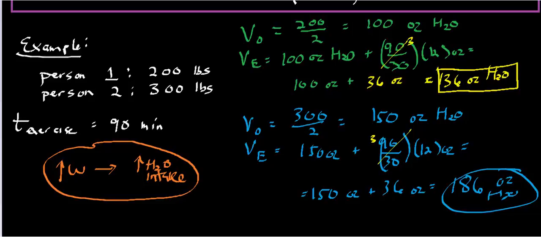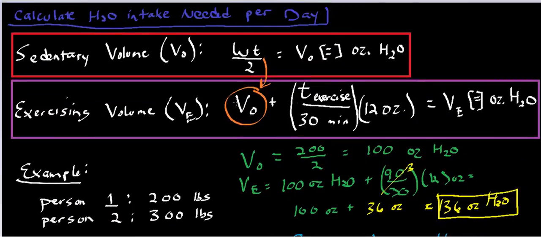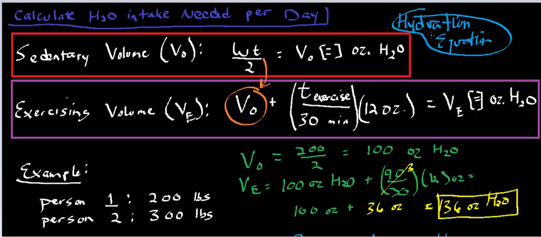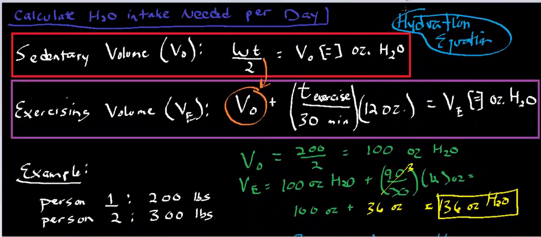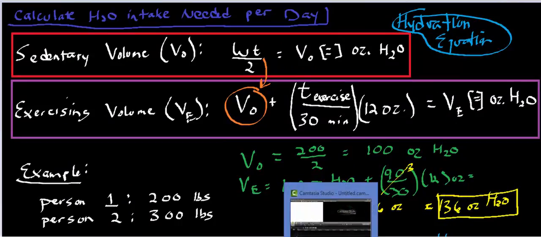Okay? And this formula that I'm talking about up here, this particular one, the exercise volume, which is normally what you're using in conjunction with the first one, is ultimately called, at least in the realm of kinesiology, the hydration equation. Basically the hydration equation just tells you that, assuming the person is sedentary or exercising, what volume of water they need to drink in ounces. Okay, so hopefully it makes sense. It's a straightforward calculation.